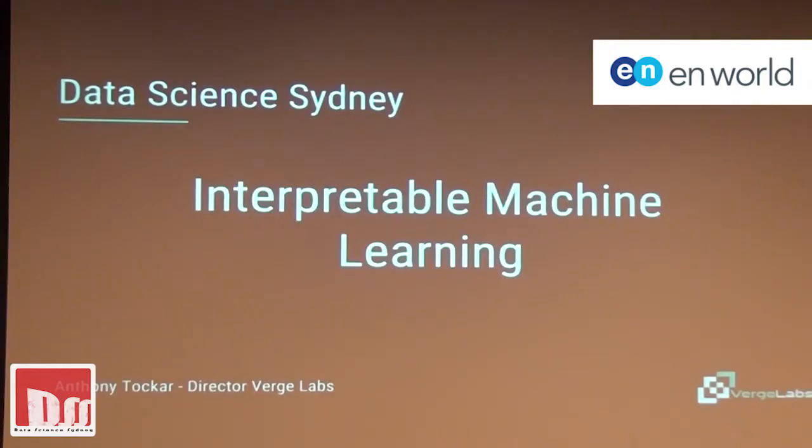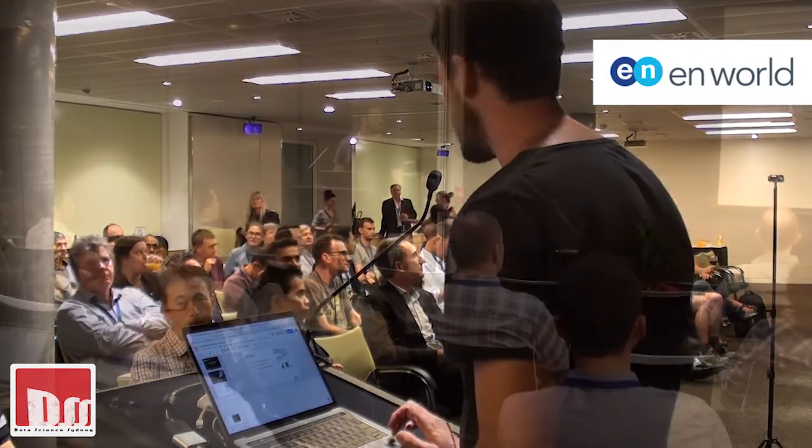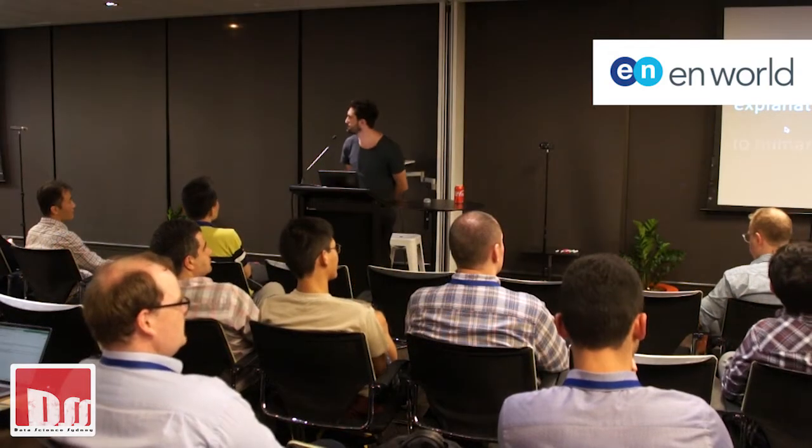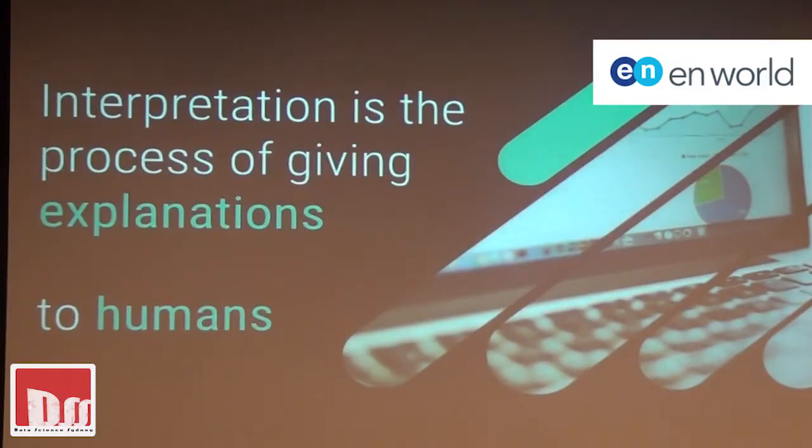So I'm going to talk today about interpretable machine learning, which is an increasingly important topic, and one that I think most data scientists should have in their toolkit, if not all data scientists. All right. So interpretation is the process of giving explanations to humans. A lot of the stuff we do is all very much in front of the screen, but guess what? It has to be interpreted into value and into dollars. So how do we do that?